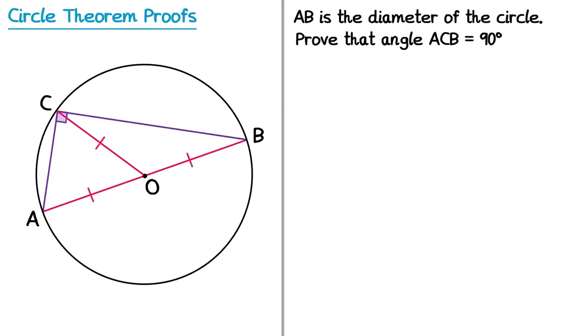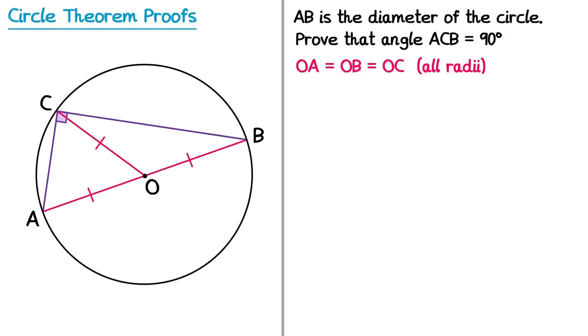Every step that we mark onto the diagram we're also going to write down in words as part of our proof. So we've just shown that all 3 of those lines are the same length. So I'm going to write that OA equals OB equals OC, and I'm going to explain that. That's because they are all radii. Radii being the plural of radius.